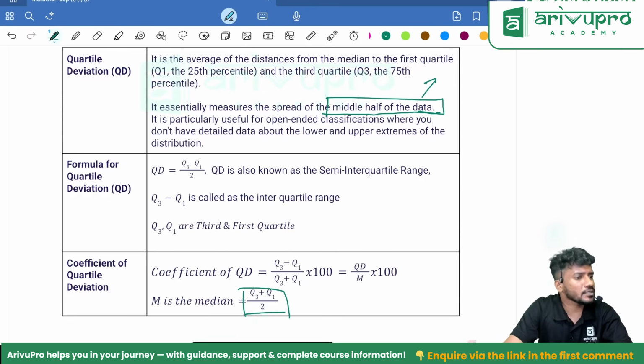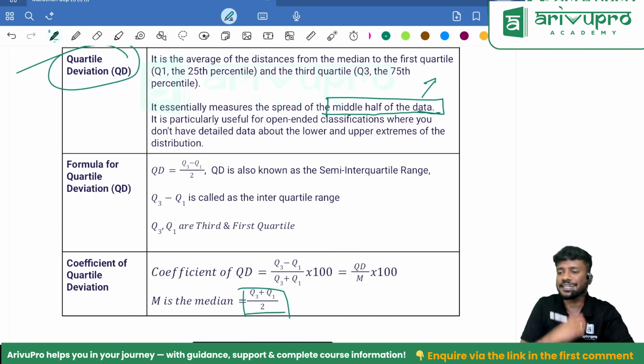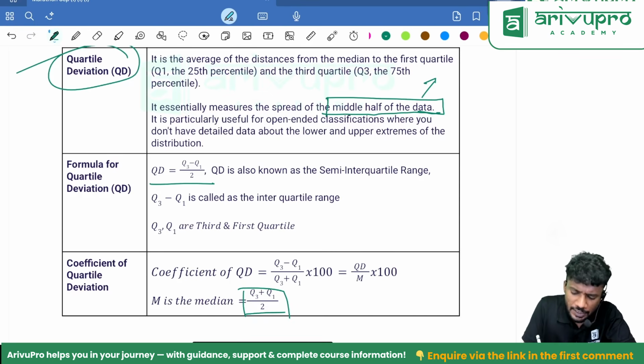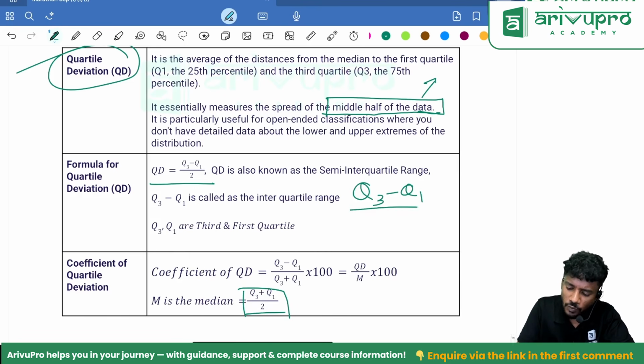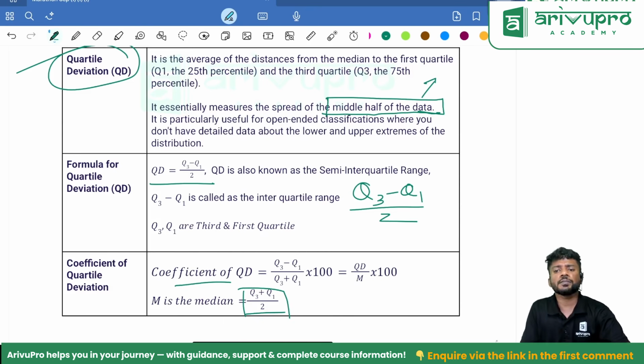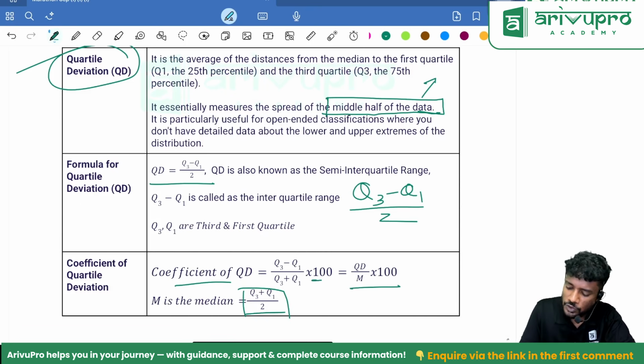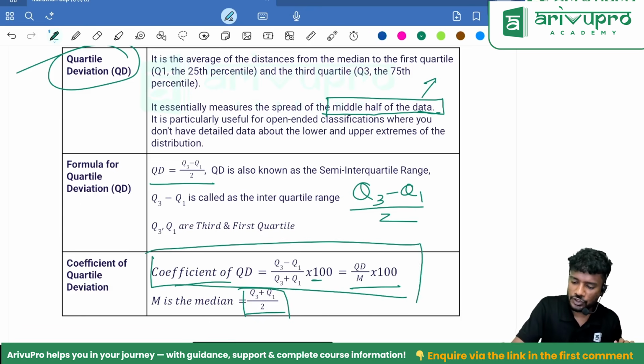Which of the following measures the middle half of the data? Quartile deviation. Now, quartile deviation has a formula that is nothing but Q3 minus Q1 divided by 2. Make a note. Then coefficient of quartile deviation is Q3 minus Q1 divided by Q3 plus Q1 into 100. There is another formula also, QD divided by M into 100. What is this M? The median. Okay, two formulas. Make a note.